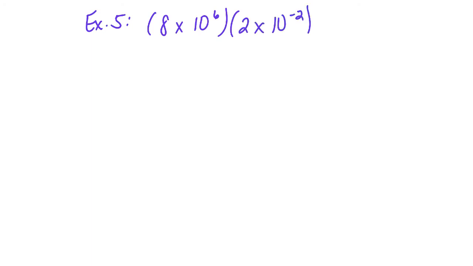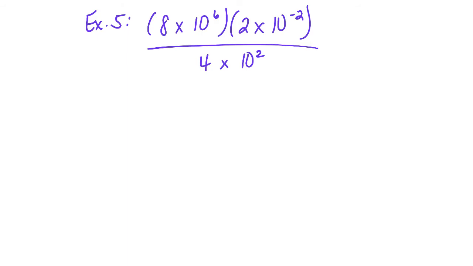All right, what if I have something like this? I think we're on example 5. What if I have something like this? 8 times 10 to the 6th, 2 times 10 to the -2nd, all over 4 times 10 to the 2nd.